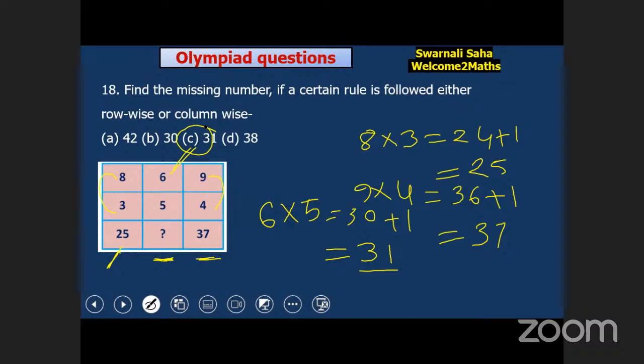Now let's talk about the doubts. Hope you solved. Today we already solved many questions. Now the doubts.